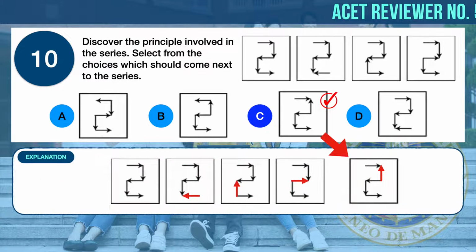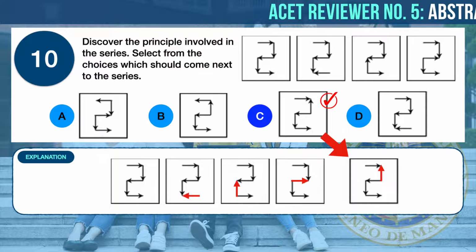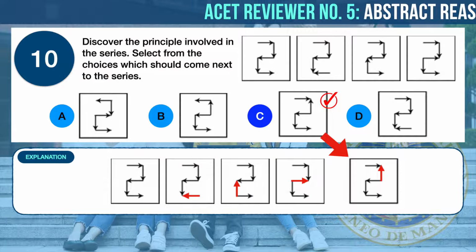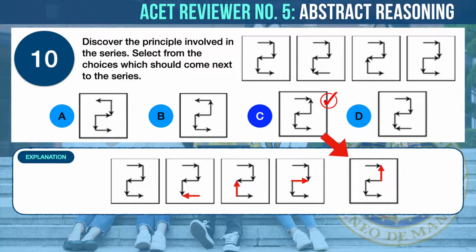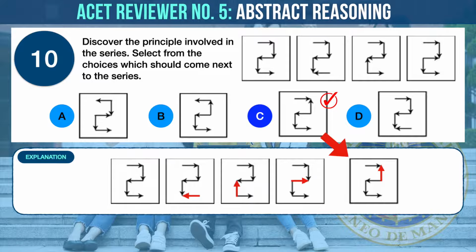The correct answer is C. Starting from the bottom arrow, the direction of one arrow changes then goes back to its original direction after the arrow next to it changes direction.